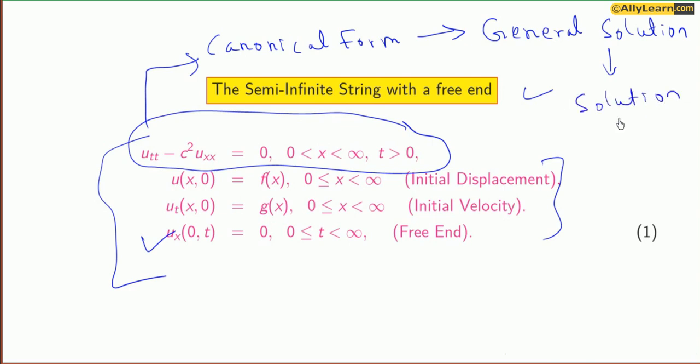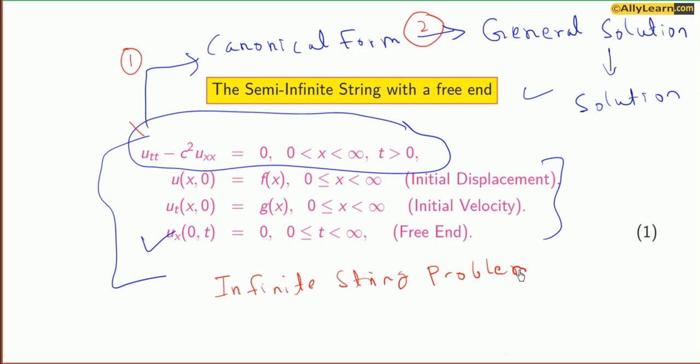Now, friends, the first two steps, that is the step of converting this wave equation into its canonical form and then finding the general solution of the canonical form, we will be writing directly in this video lecture, because these steps are exactly the same as done for the Cauchy problem on an infinite string and the Cauchy problem for a semi-infinite string with a fixed end.